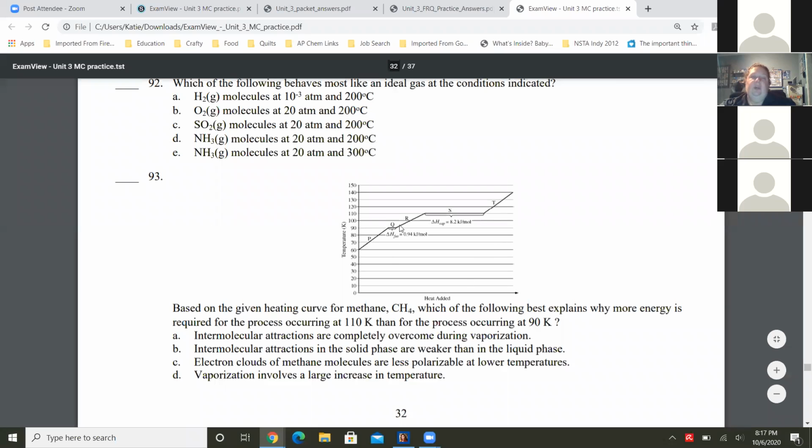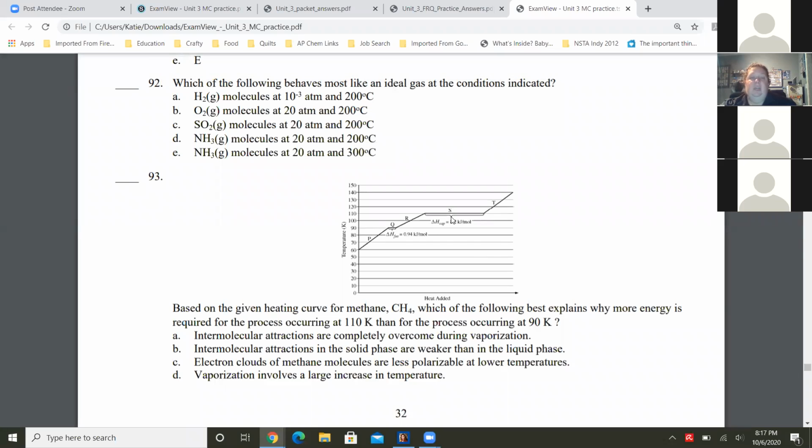So basically what they're asking is, why does it require less energy to melt something than it does to boil something? The difference happens because when we're melting, we're only rearranging and breaking a few of the intermolecular forces between those particles. But when we are converting from a liquid to a gas, all of those intermolecular forces have to be broken, and so that requires much more energy. So that goes to A. The fact that intermolecular forces are completely overcome during that vaporization, that conversion from a liquid to a gas.